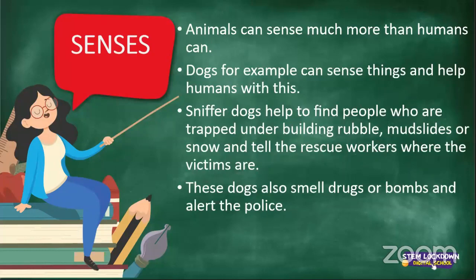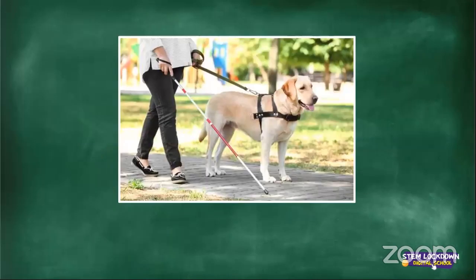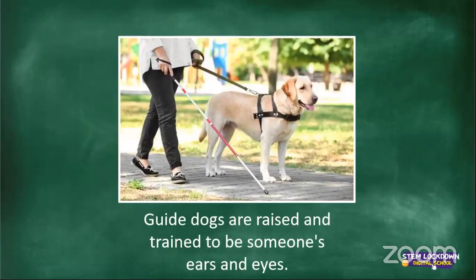Now you also get that people use dogs and they train them as sniffer dogs to help find people who are trapped under building rubble or mudslides or even in the snow, and they can find them and show the rescue workers where they are. Or they can smell drugs or bombs and they can alert the police. And then, of course, you also get guide dogs, raised and trained to be someone's ears and someone's eyes. Because their senses are so well developed, we can use dogs to do all these wonderful things.